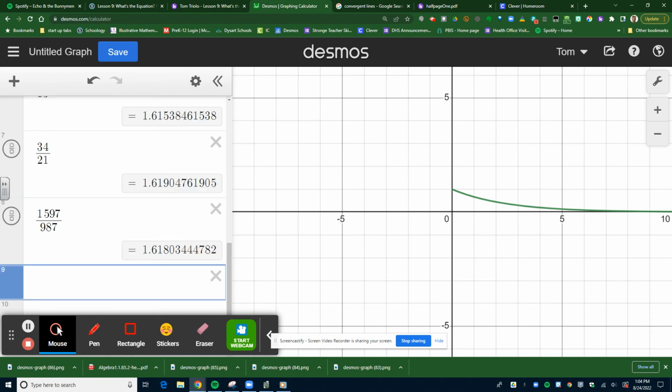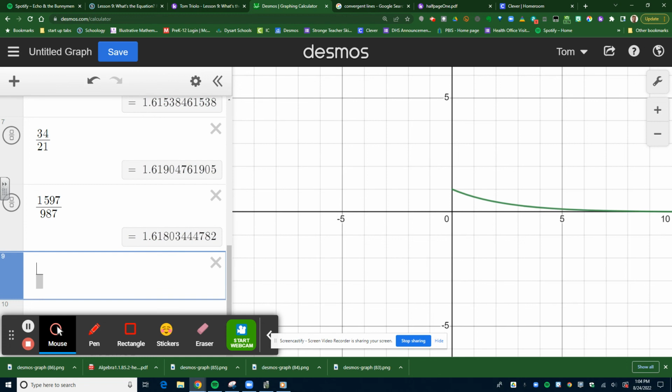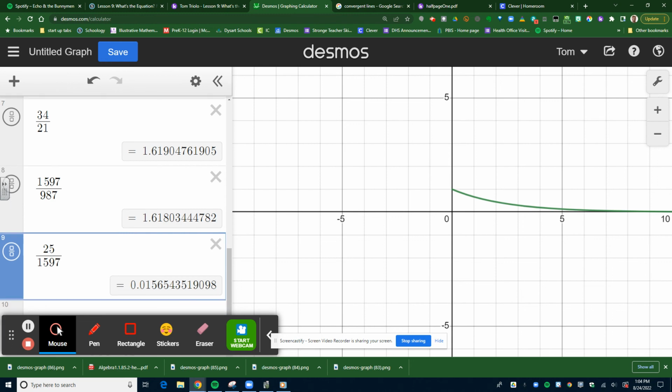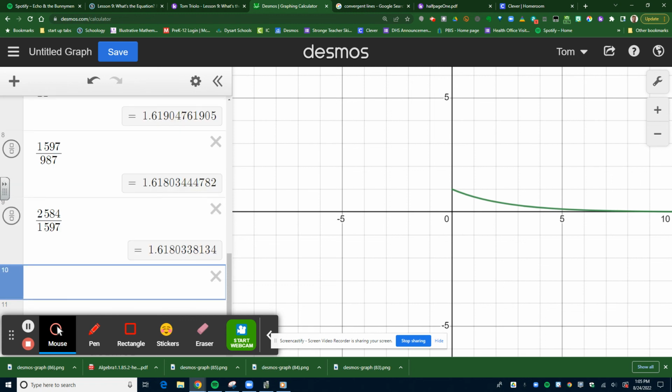Okay. So the next one, 1597 goes on the bottom. If I add these two, what do you get? 20 something? 25? Somebody help me out. 25? 84? Okay. Next one. 4181. I'm not going to put the other two in there.